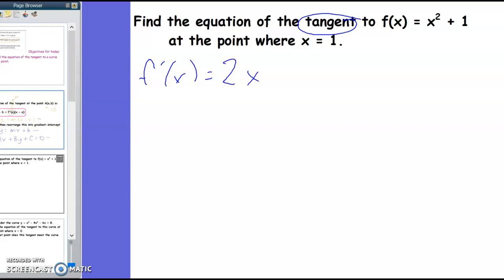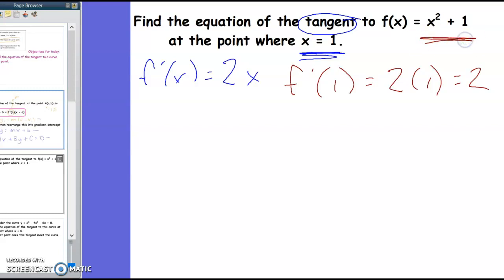Now remember, the derivative finds for us the gradient for the tangent line anywhere on the curve. And I want that specifically where x equals 1. Okay, so let's do that. Let me change pen colors here. All right, so I'm going to do f prime of 1, 2 times 1 equals 2. Okay, so what we have found here is the gradient of the tangent line to this particular curve at this particular point. Well, if you look back at our line equation, let me flip back there.